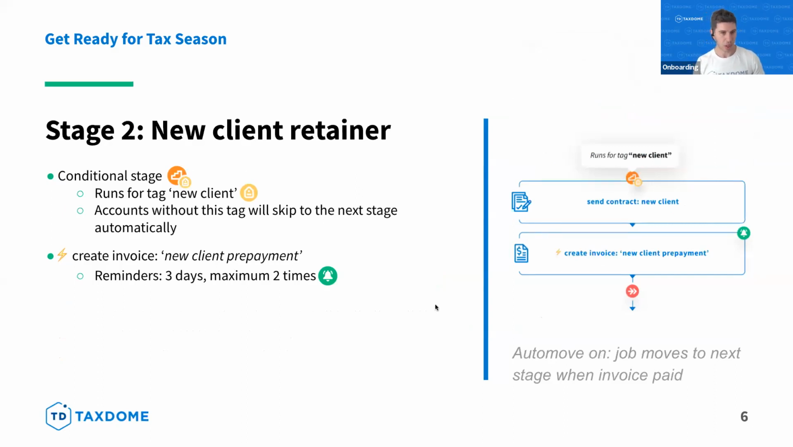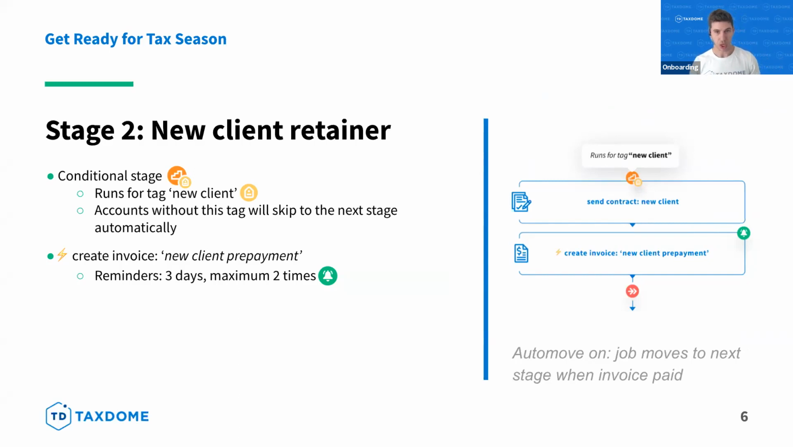Now, this is where we want to introduce conditional stages. For your returning clients, you might not want to have a retainer be issued to them. For your returning clients, you might trust them. You might only want retainers from new clients just because you don't want to spend time on somebody until you've earned their business. So you can have a conditional stage, also running on tags. If a client has a tag of new client, they'll enter the stage. If the client does not have a new client tag, they're going to skip to the next stage automatically.